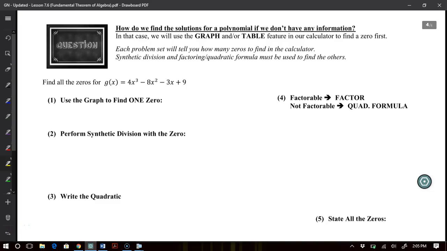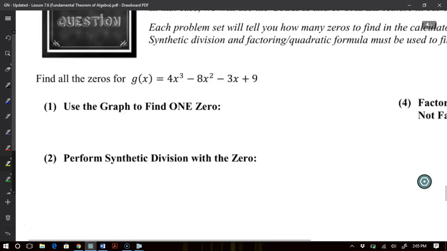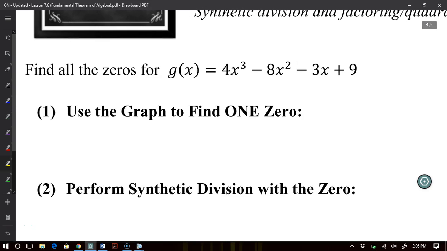So question, how do we find the solutions for a polynomial if we have no information? In that case, we use our graphing calculators, as we have to remember that those are wonderful things for us to use and they can help us out. In this case, I'm just giving you a polynomial. I'm not giving you a factor, I'm not giving you a zero, I'm telling you to just solve.